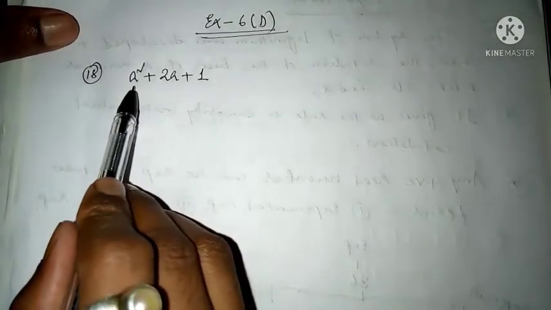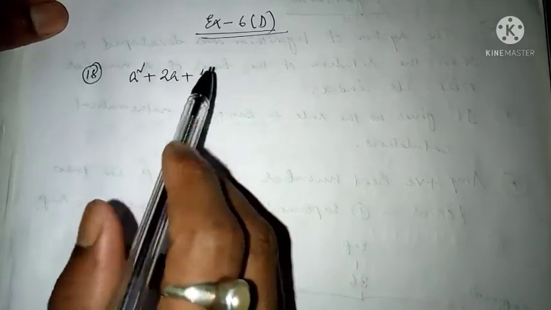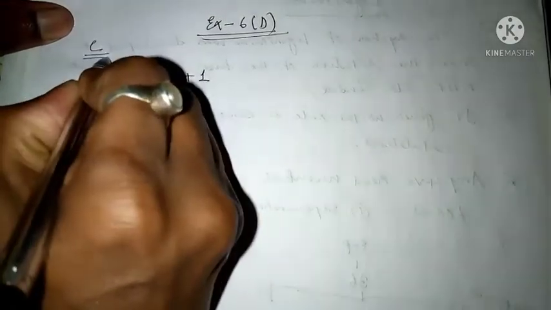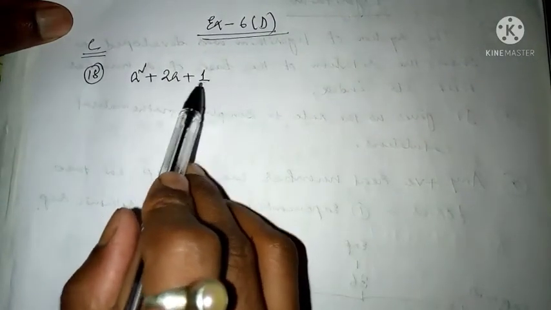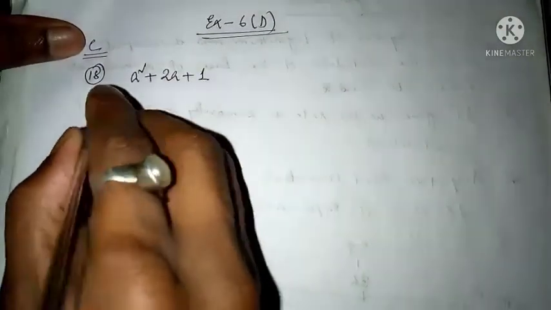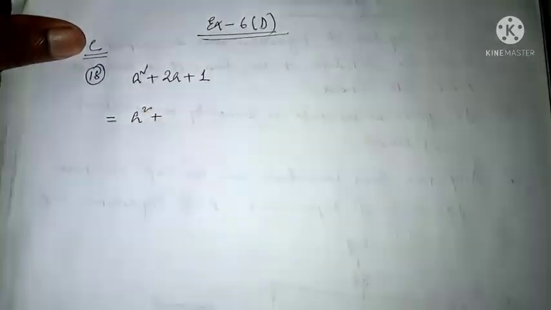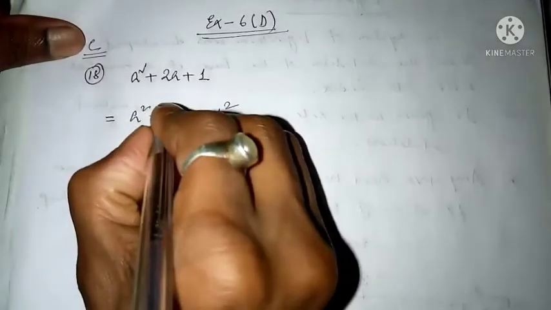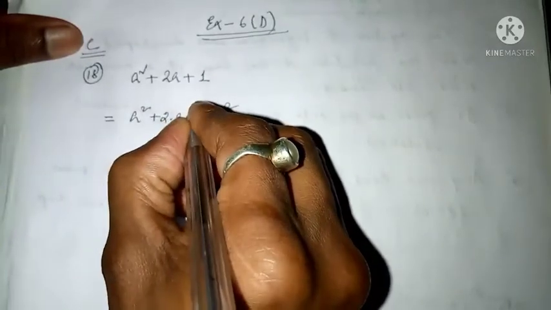You can see here the 18th question is a square plus 2a plus 1. This is from part C. We are asked to factorize this one. Now see here, this is a square plus 1 square, which means I can write 1. Then 2 times the first term into the third term.